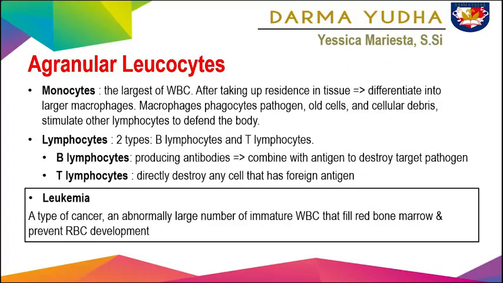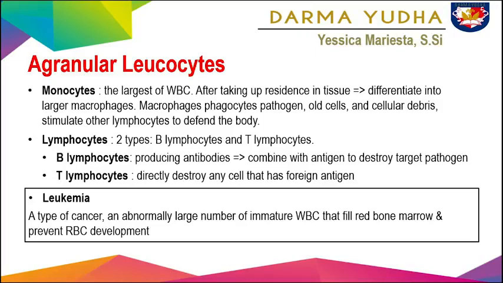Agranular leukocytes. There are two agranular leukocytes: the monocytes and the lymphocytes. The monocytes are the largest of the white blood cells. After taking up residence in the tissue, they differentiate into larger macrophages. Macrophages phagocytose pathogens, old cells, and cellular debris, and stimulate lymphocytes to defend the body.